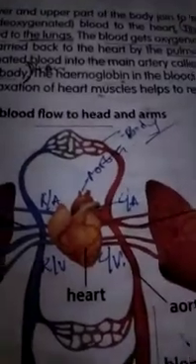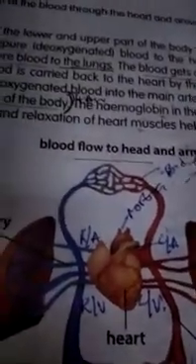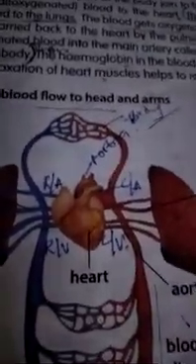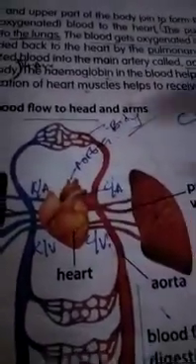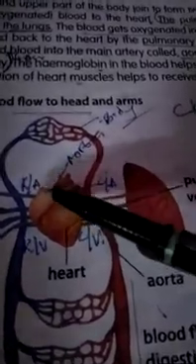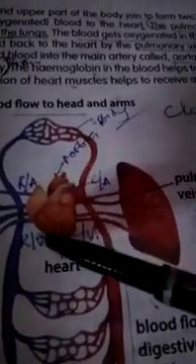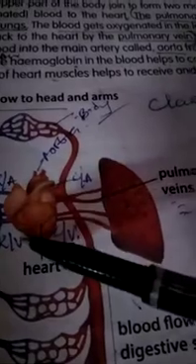Got it, children? So I'll review again. Here you can see what happens: the deoxygenated blood enters into the right atrium. From the right atrium to the right ventricle. From the right ventricle into the pulmonary artery. From the pulmonary artery into the lungs, right?